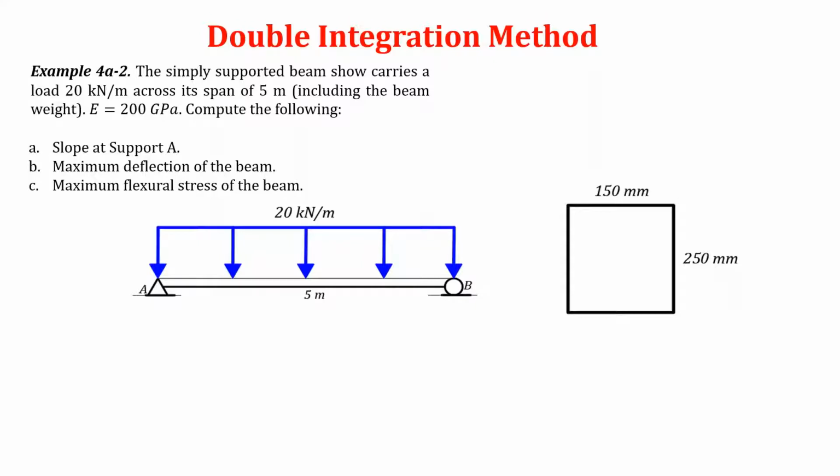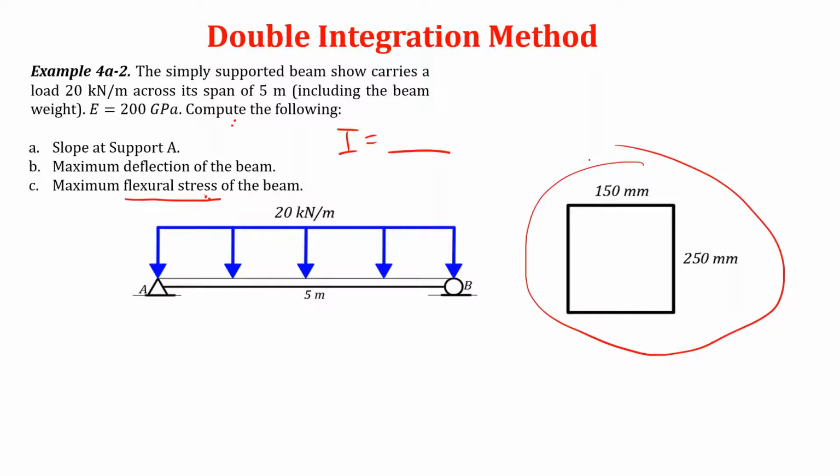So first, compute the following. Slope at support A. So ano daw yung slope at support A? Next is the maximum deflection of the beam. Next is maximum flexural stress of the beam. So, kay nag-ask man siya about flexural stress, the problem has to provide for the inertia, right? Just like the previous one, naa may inertia, but wala may inertia diri, wala gihatag diretso. Pero, nakita nato nga naa may figure or cross-section sa beam. Masolve na nato ang inertia.